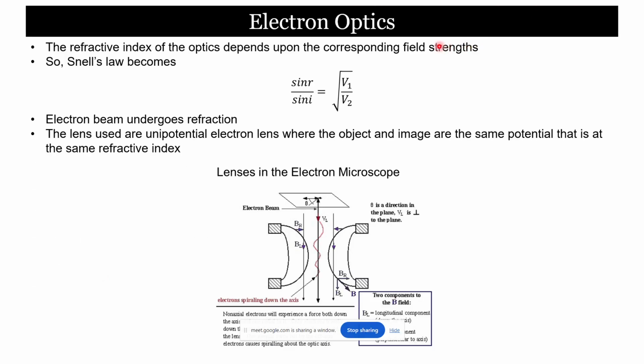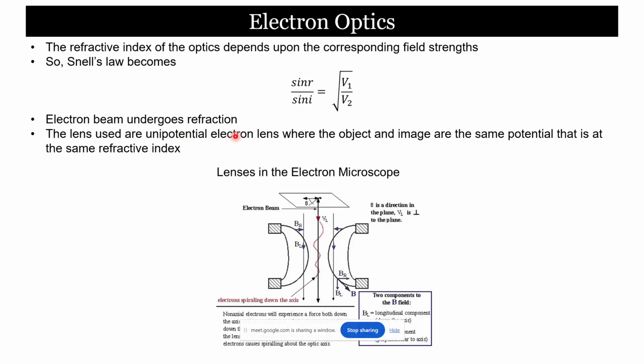So firstly, SEM uses electrons as the incident beam for imaging. As we studied in optical microscopy, Snell's law is followed. In this case also Snell's law is followed, and the refractive index used in the optical microscope here corresponds to the field strengths. So sin r by sin i is given by the square root of v1 by v2. So the refractive index is given by these field strengths.